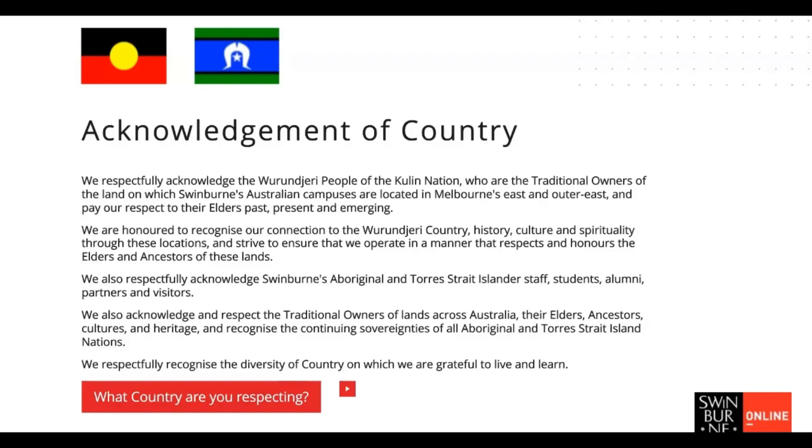We respectfully acknowledge Swinburne's Aboriginal and Torres Strait Islander staff, students, alumni, partners and visitors. We acknowledge and respect the traditional owners of the land across Australia, their elders, ancestors, cultures and heritage, and recognise the continuing sovereignties of all Aboriginal and Torres Strait Islander nations. We respectfully acknowledge the diverse country in which we're grateful to learn and live today.